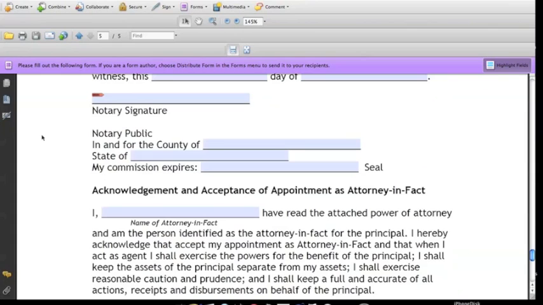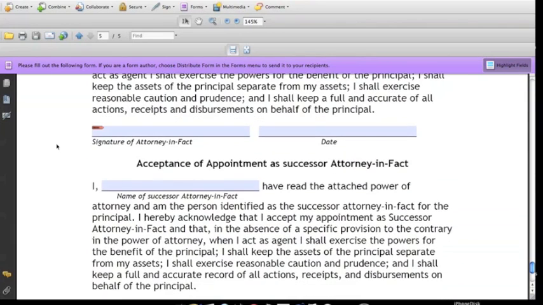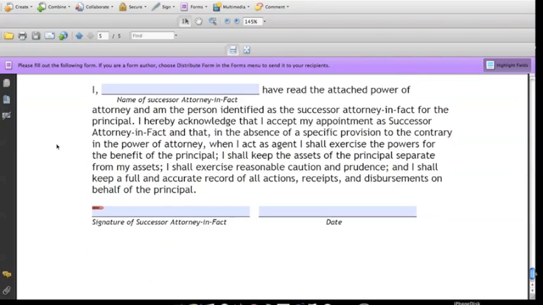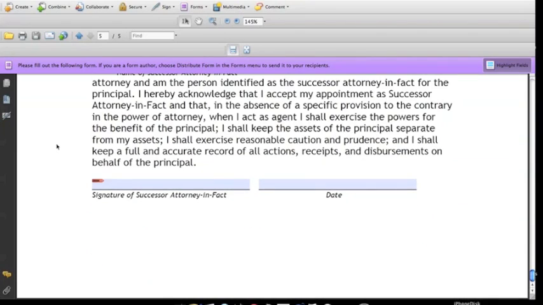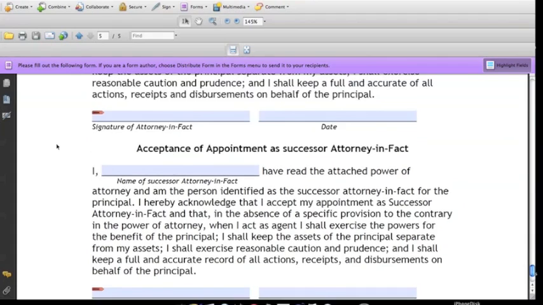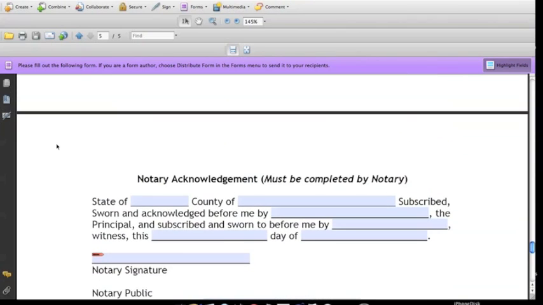You would just print this out and go to your local bank, or if you don't have a local bank near you that you can use, you can go to a place called 123notary.com. It's just like the numbers 123notary.com, and they have a pretty good directory of all the notaries in the United States. But that's how you fill out a general power of attorney form from powerofattorneyform.com.